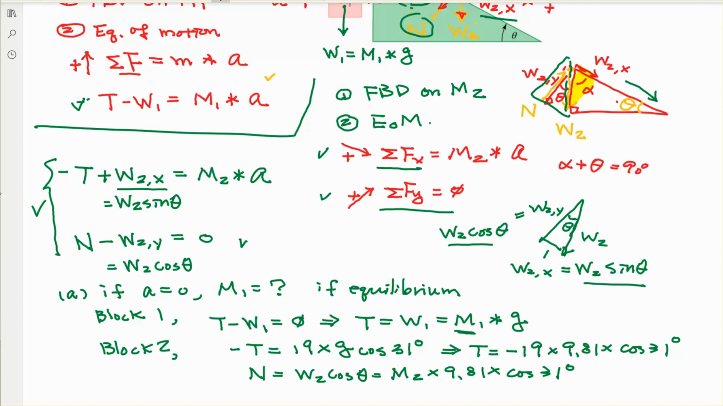Did I do something wrong? This should be sine theta. I'm sorry, this one should be sine of the angle. This should be sine.